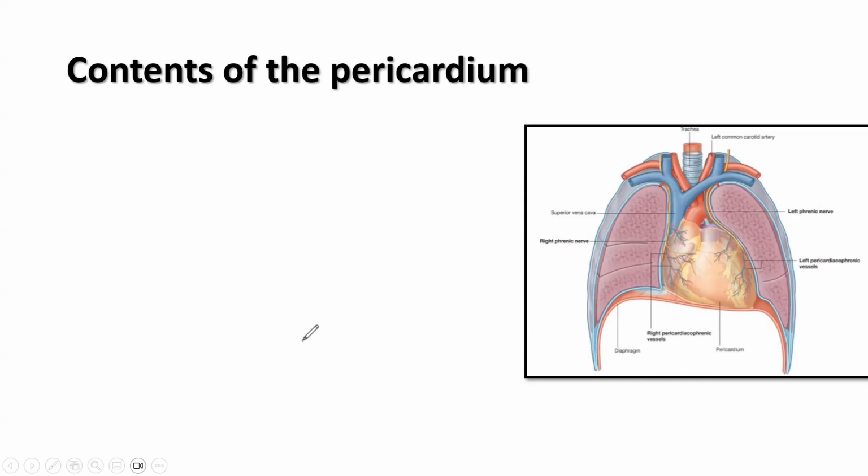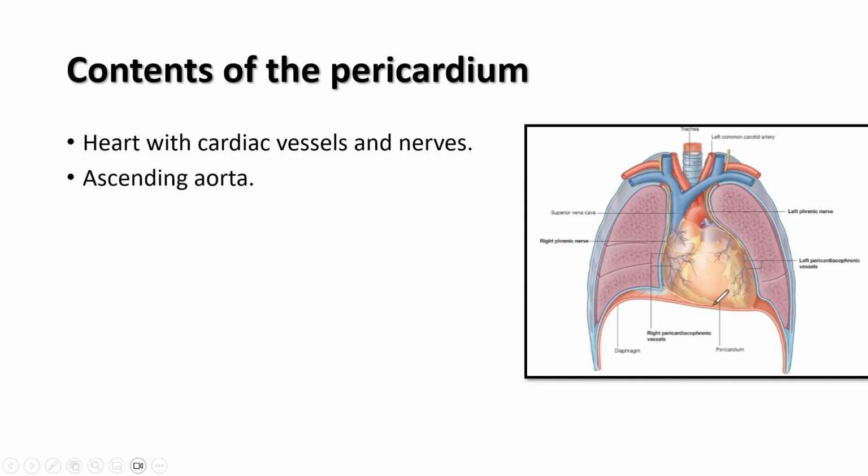So, what will be the contents of the pericardium? Number one, heart, along with the cardiac nerves and blood vessels. Number two, great vessels. What are those great vessels? This is the ascending aorta. Ascending aorta is located inside the pericardium. This is the pulmonary trunk. Pulmonary trunk is located inside pericardium.